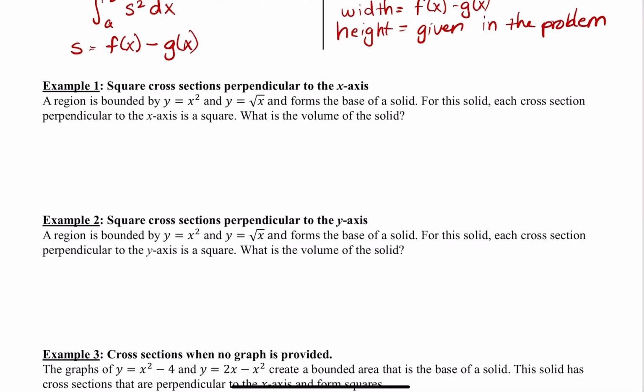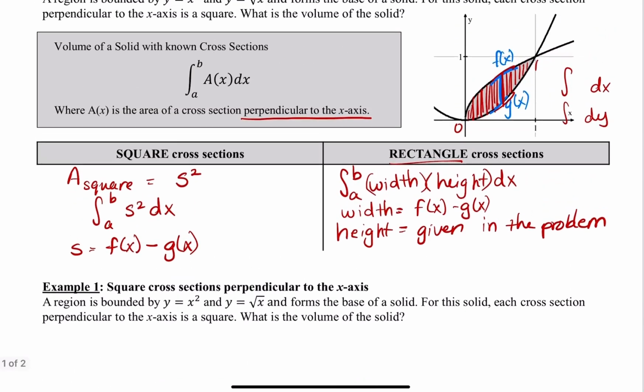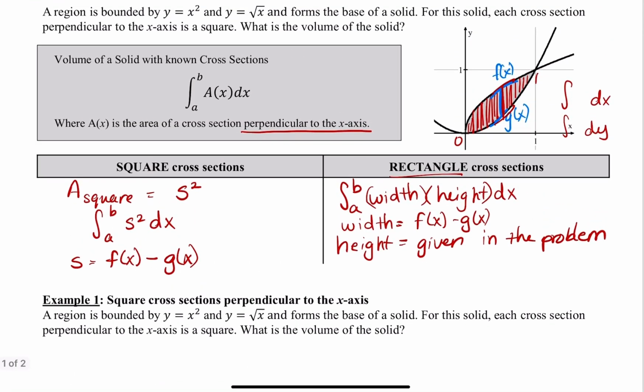It says a region is bounded by y equals x squared and y equals square root of x and forms the base of a solid. For this solid, each cross-section perpendicular to the x-axis is a square. What is the volume of the solid? So we're going back and looking at this graph again. So let me go ahead and erase all of this work that I just wrote there.